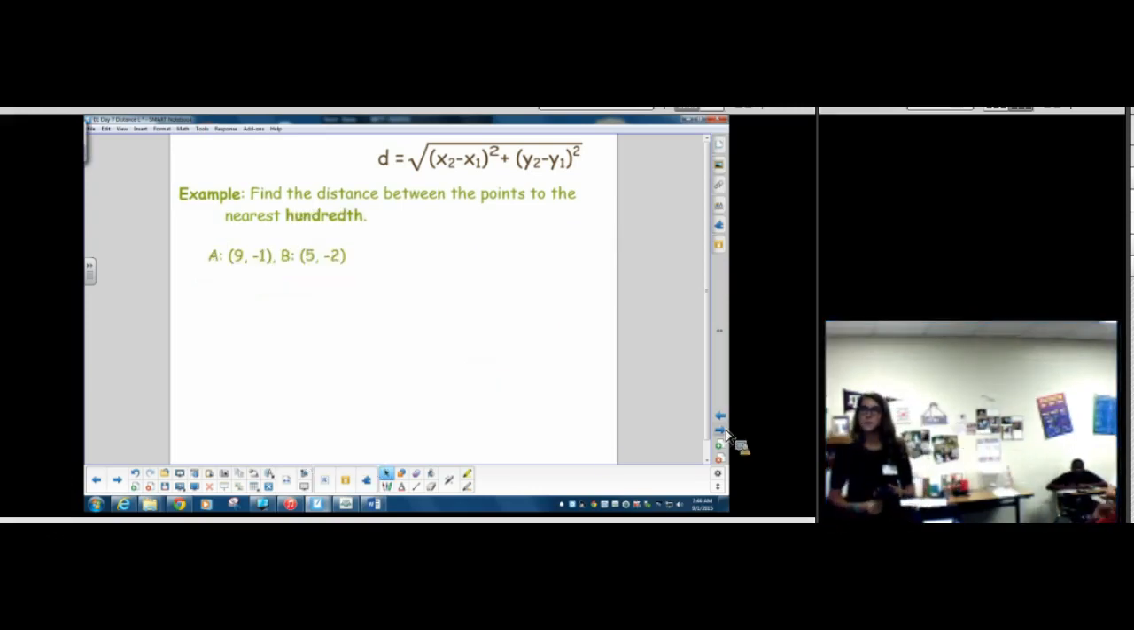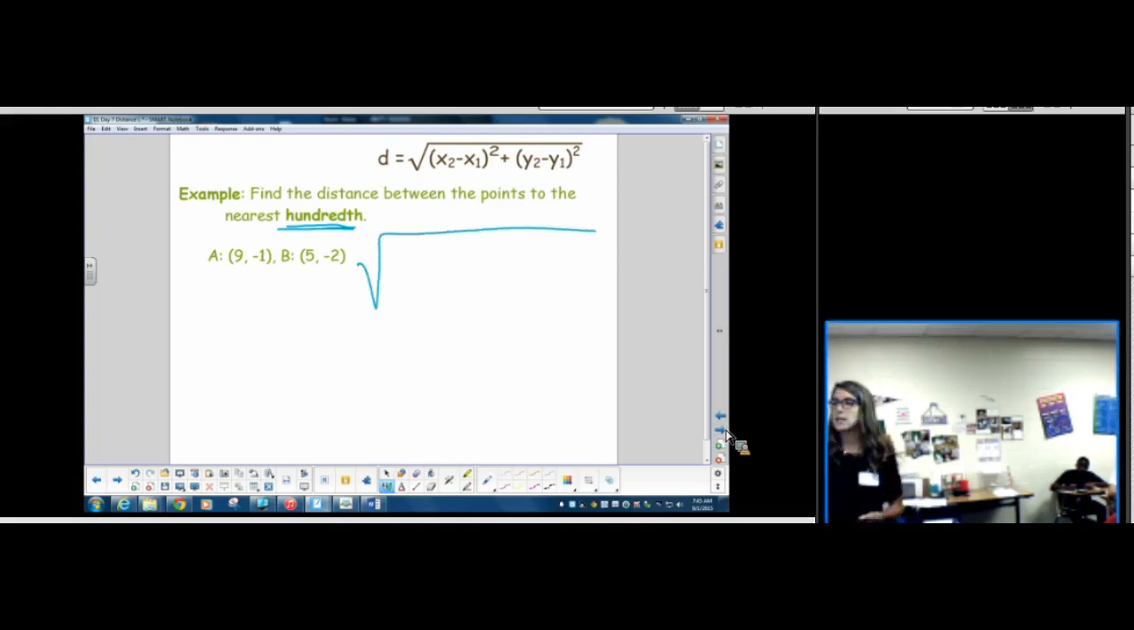Try that one. Find the distance between the points to the nearest 100. This time, that's 2 decimal places. I'm going to draw the template for you while you're still getting used to it.